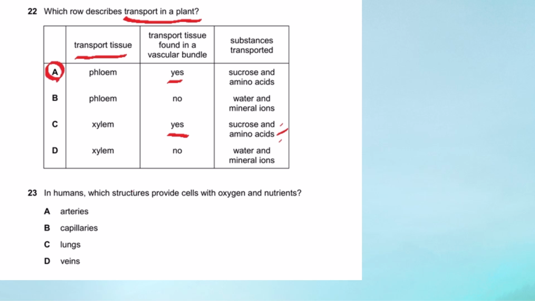Then they ask, in humans, which structure provides cells with oxygen? Some students saw oxygen and went straight for arteries or lungs, but they ask about the cell, and the cell is only next to the capillaries, so capillaries will be our answer here.